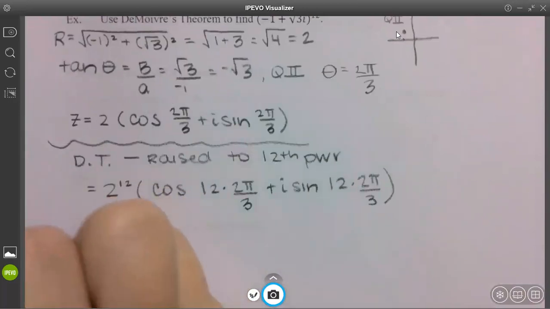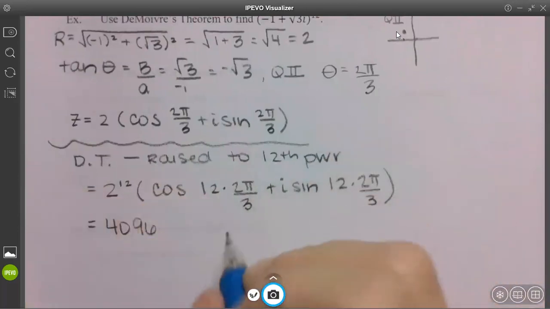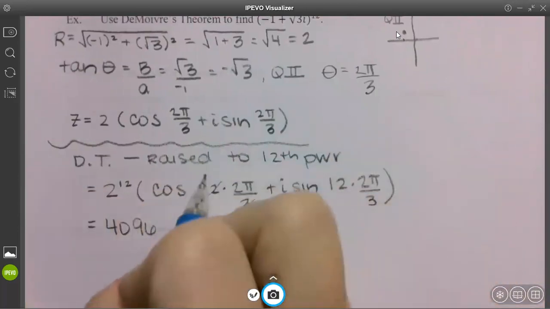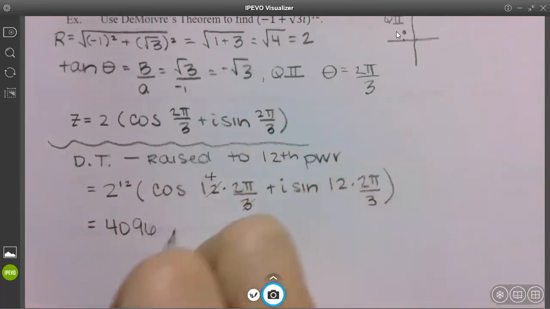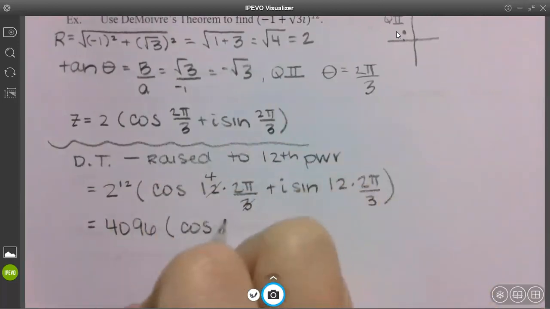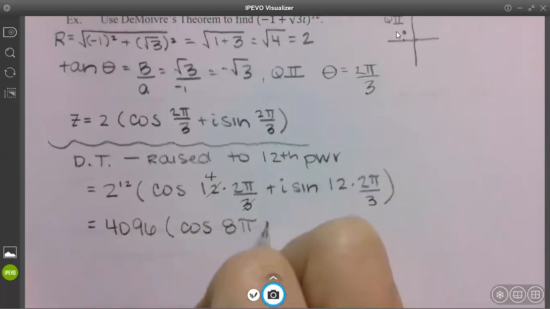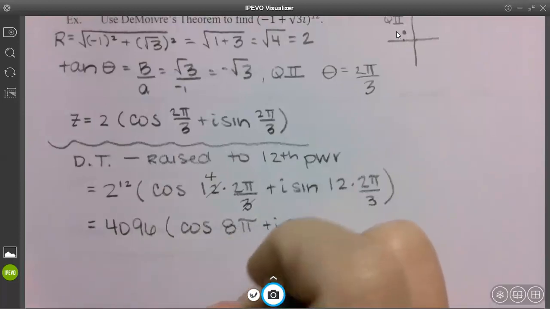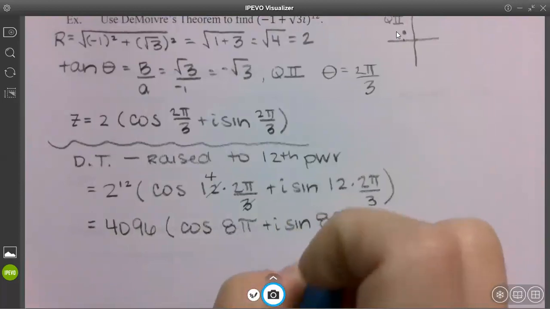In your calculator, put in 2 to the 12th, you get 4096. Again, all calculator. 12 divided by 3 is 4. 4 times 2 is 8. So cosine 8 pi plus i sine 8 pi.